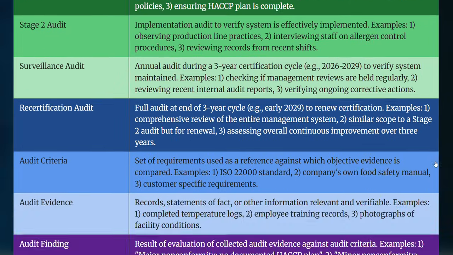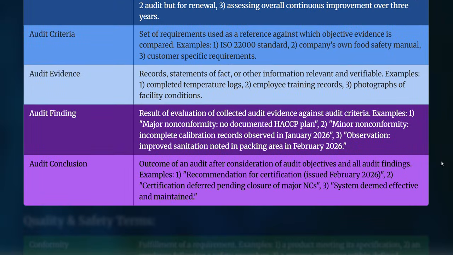And then you will hear about audit criteria. Audit criteria means the set of requirements used as a reference against which objective evidence is compared. Example of audit criteria, you have audit criteria for ISO 22000 standards or audit criteria from the company's own food safety manual or audit criteria from customer specification requirement. Those are all called audit criteria. Could be internal audit or external audit.